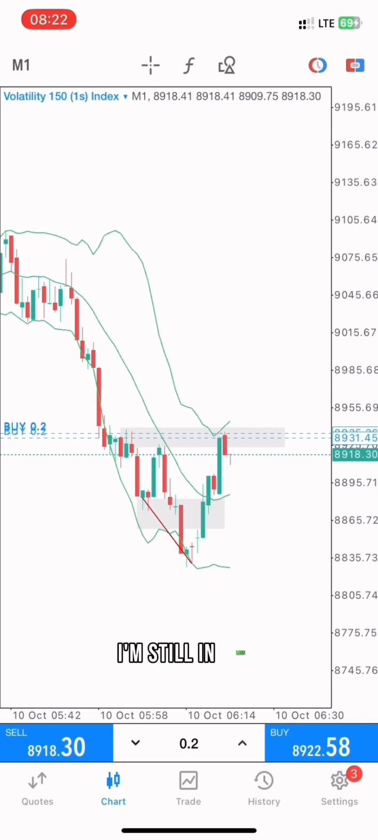As you can see, it seems like it wants to go down, but it's an uptrend, so all you have to do is just wait.